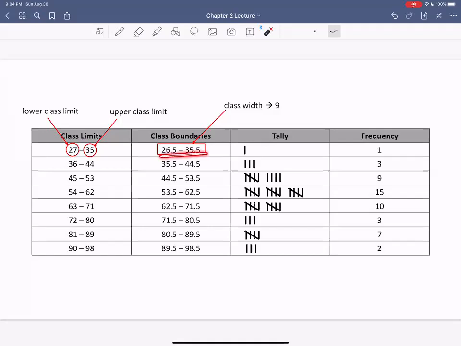Now you also have something called the class width. It means how big is this class boundary? In our case, we subtract the 2 and we get 9. All right, we've already gone over this here.